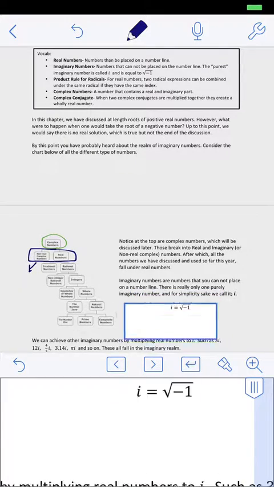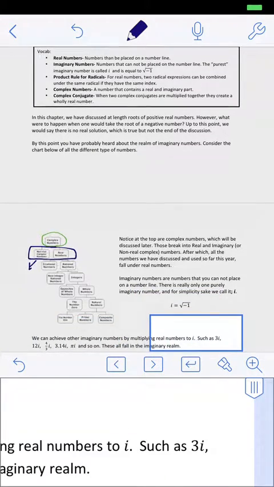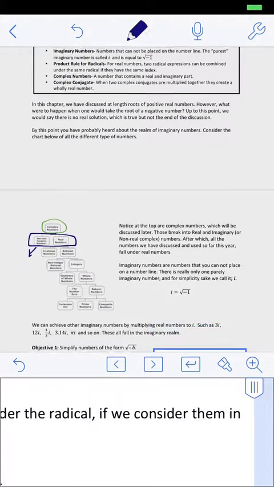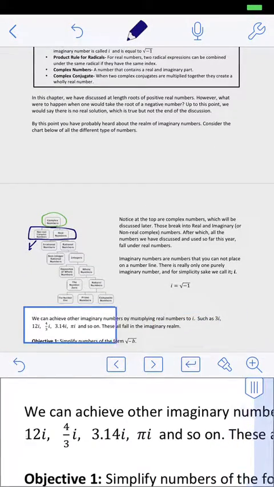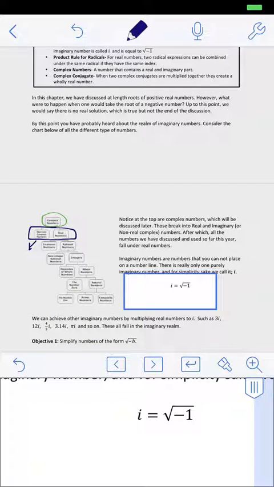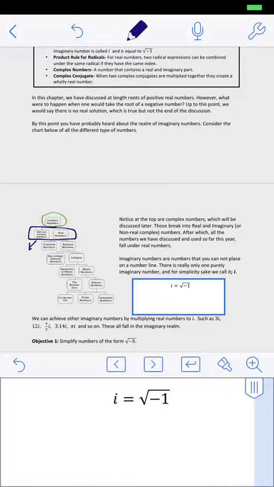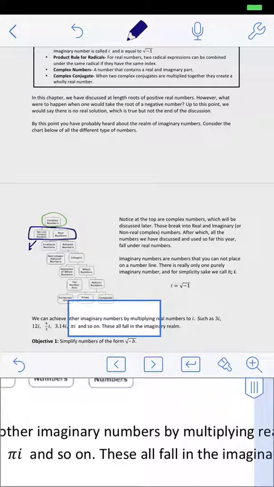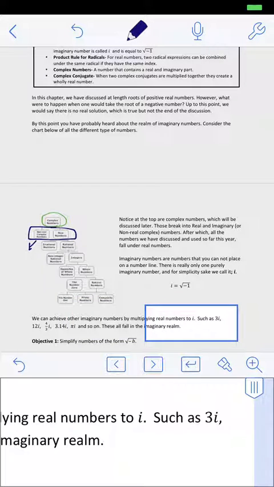Now here's where the argument comes about. You can multiply real numbers by i. So you can see things like 3i, 12i, 4/3 i, 3.14i, pi i, and so on and so forth. Any real number can be multiplied by i. Some people believe that those become imaginary numbers. Some people like myself say they are just multiples of the only imaginary number. That's a personal choice, however you want to say it, it's fine.